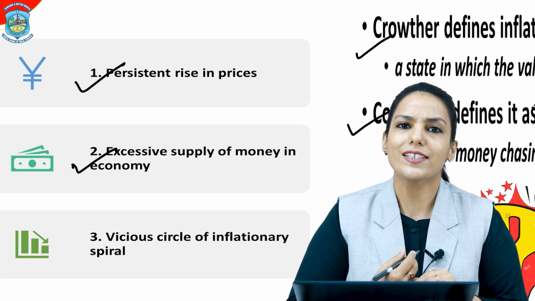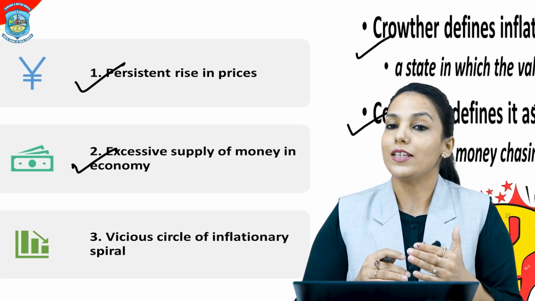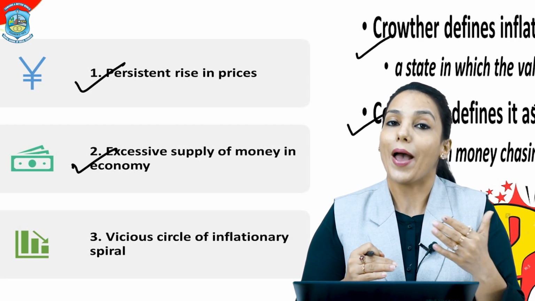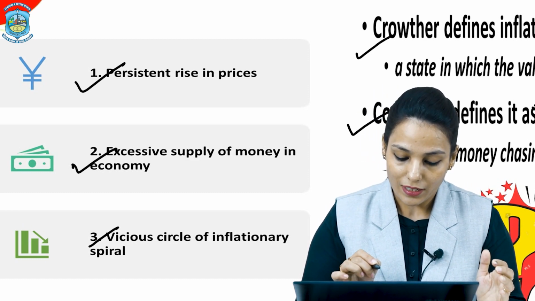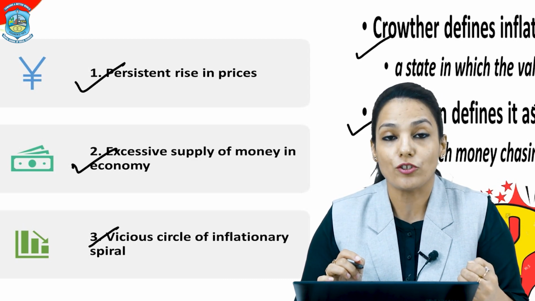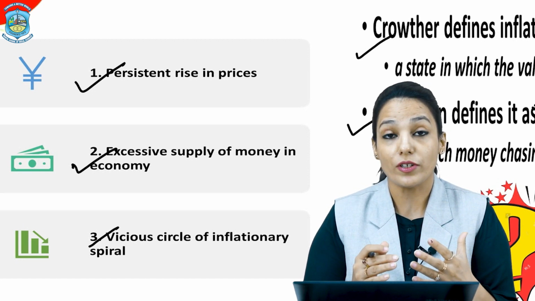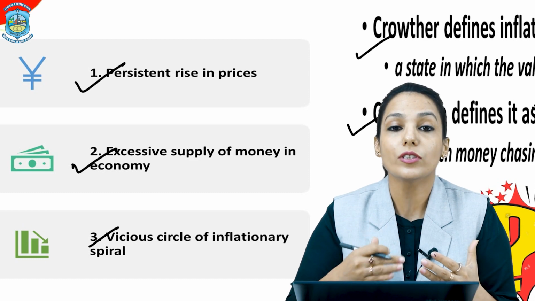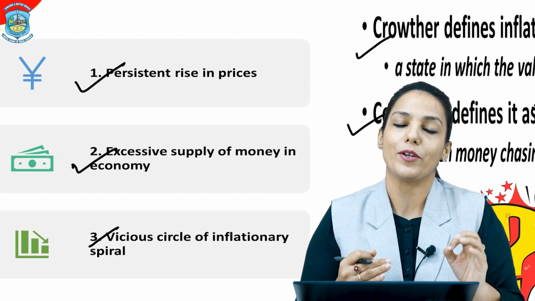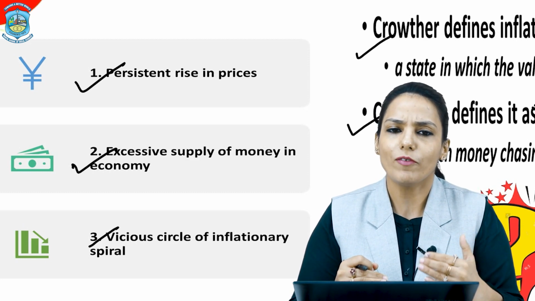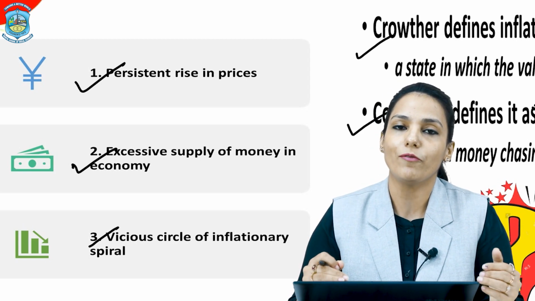Secondly, there is an excessive supply of money in the economy. That is due to an increase in maybe paper currency or bank credit. There is too much money in the economy. Thirdly, a vicious circle of inflationary spiral exists. That is a vicious loop of inflationary spiral which is caused by the velocity of money in circulation. This is again a key element of inflation, and it is said that inflation feeds on itself and spirals out of control if left unchecked.